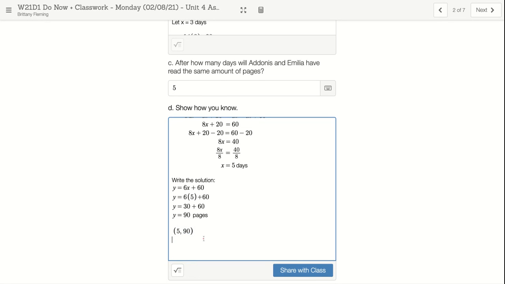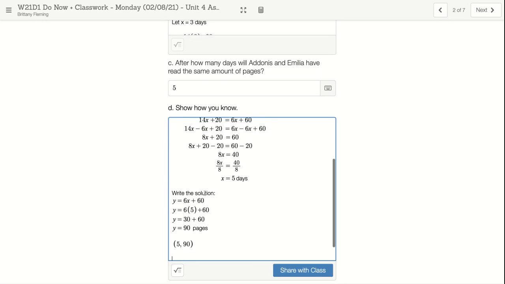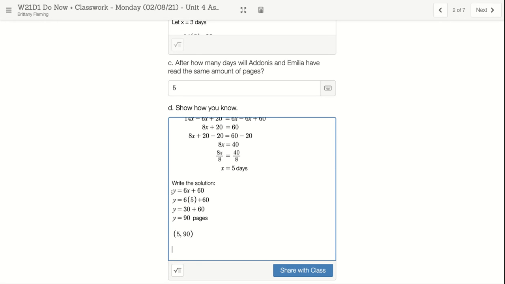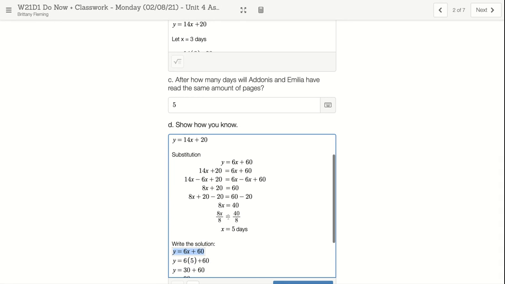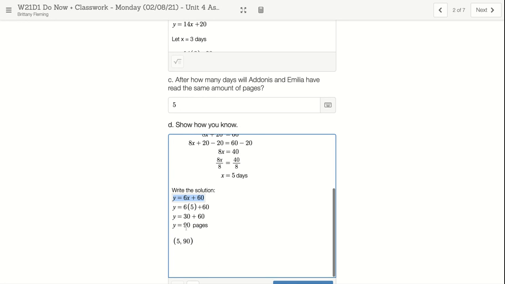The last thing that you need to do with a system is you need to check the solution. Well, we already know that in the first equation, this equation right here, x equals 5 and y equals 90, it works because we used this equation to find the 90. However, we need to go back to equation 2, substitute in 5 for x, and ensure that we get 90 for y.